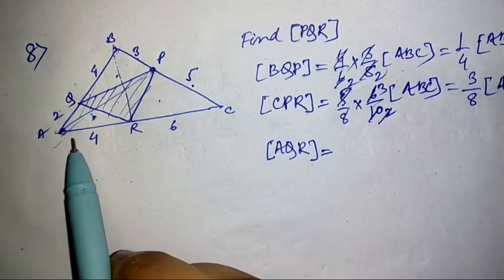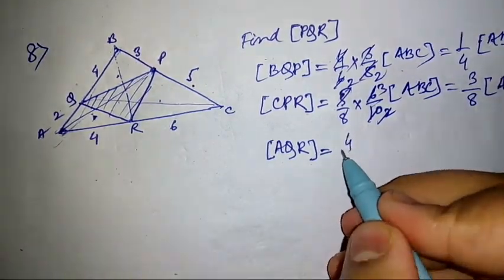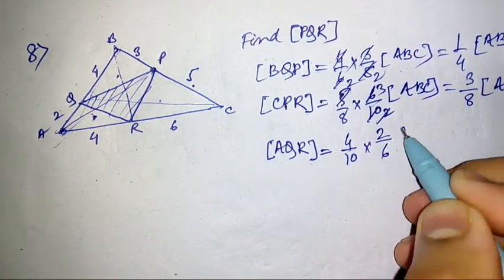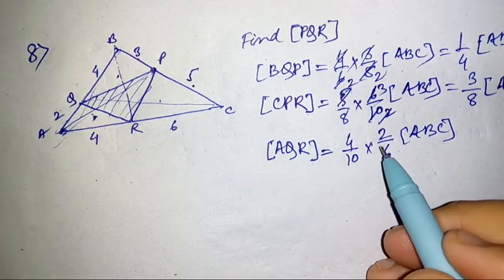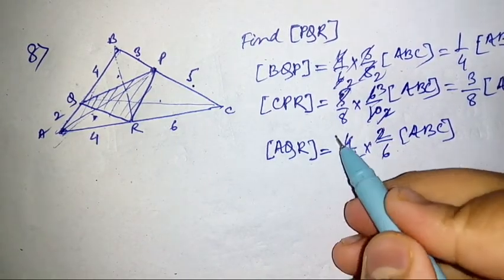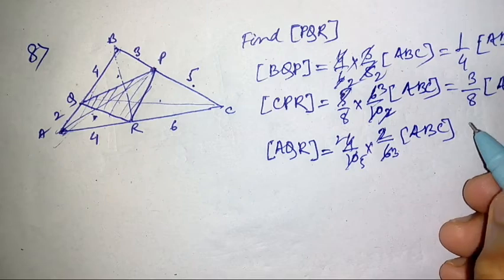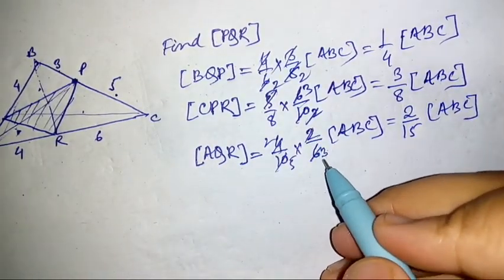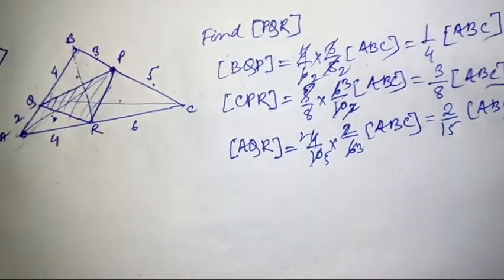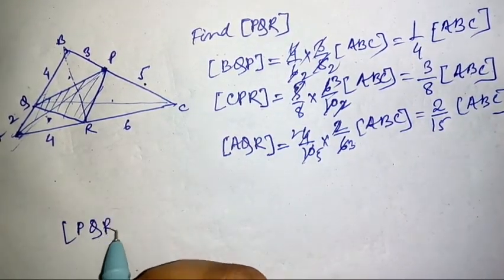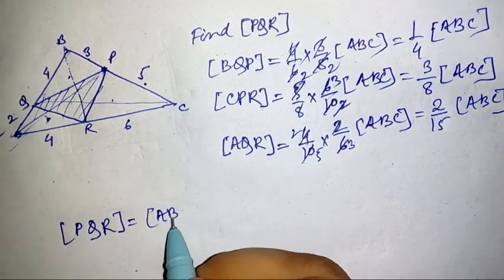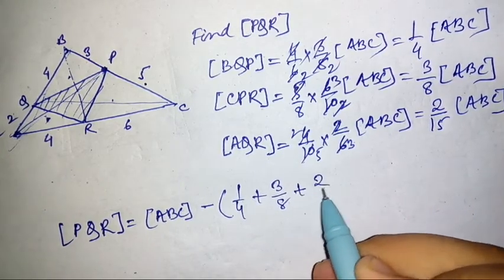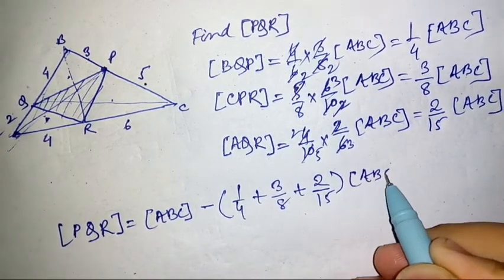AQR. If I take this, it is 4 by 10th of this whole, and this whole can be written as 2 by 4 plus 2 by 6th of triangle ABC. So this can be written as 2 by 5 and 2 by 3, so we get 2 by 15th of triangle ABC. 3, 2, 5. Yes, it is correct. So now to calculate the area of PQR, it is nothing but area of ABC minus this whole, 1/4 plus 3 by 8 plus 2 by 15th of ABC.